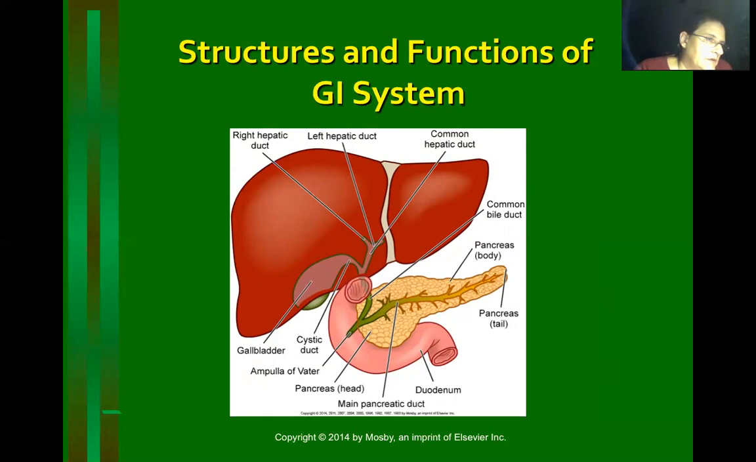So the function of the gallbladder is to concentrate and store bile. And then the bile drains into the interlobular bile ducts, and then it unites into the right and the left hepatic duct. The hepatic duct merges with the cystic duct from the gallbladder to form the common bile duct. The bile is stored in the gallbladder, and then it travels through the common bile duct into the duodenum at the ampulla of Vater.